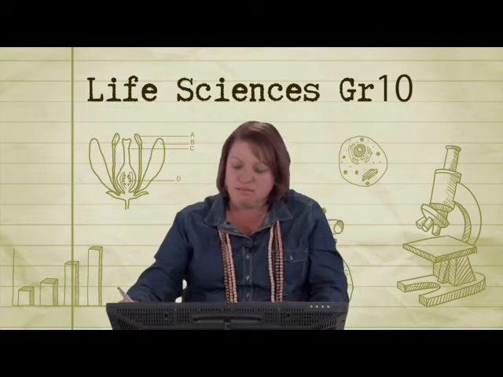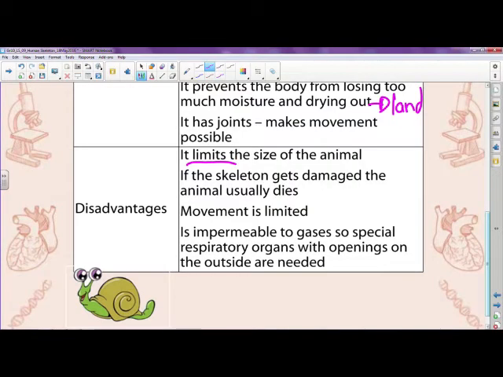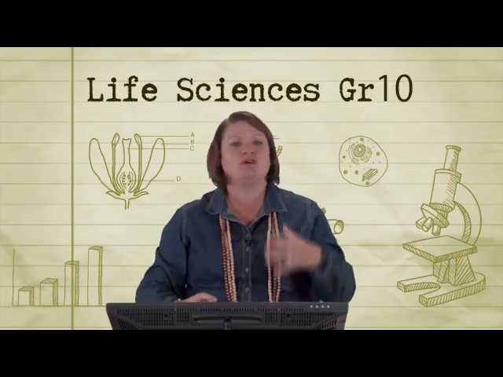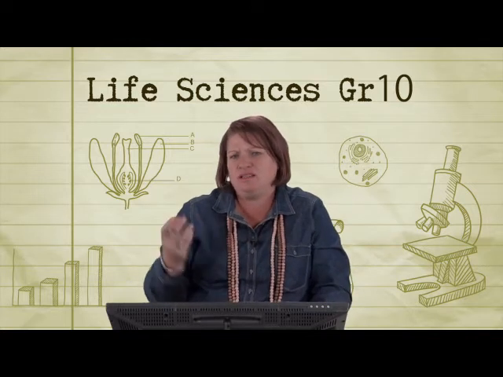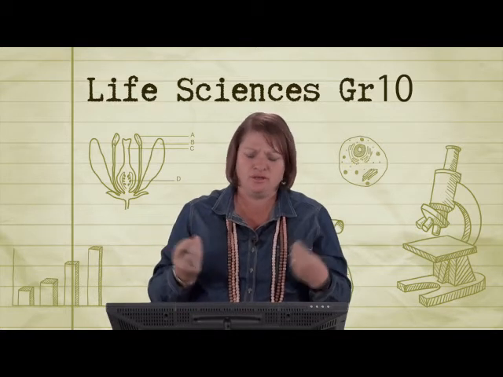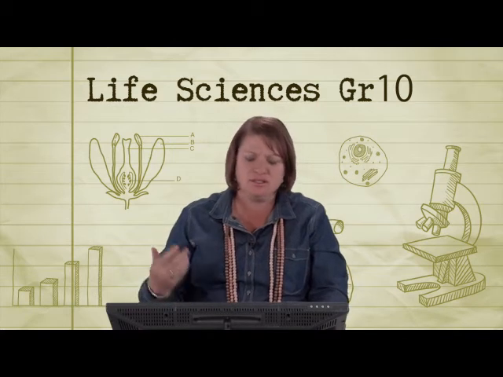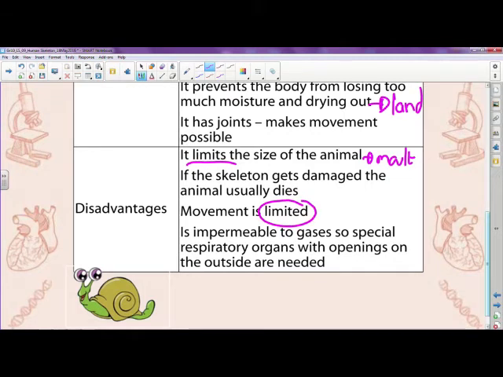Now, that hard outer shell can be a bit of a problem because it limits their size. They can only grow as much as the outer covering allows them to. So often you might see they molt. Their covering needs to come off for a little while so that they can build a new one, so that they can grow. And when they do that, they're quite vulnerable to predators, and you don't want that. Also, if you crush it, it's going to die. Also, the movement is limited. Remember, it's a hard outer covering. It allows for movement, but it doesn't allow for free movement.